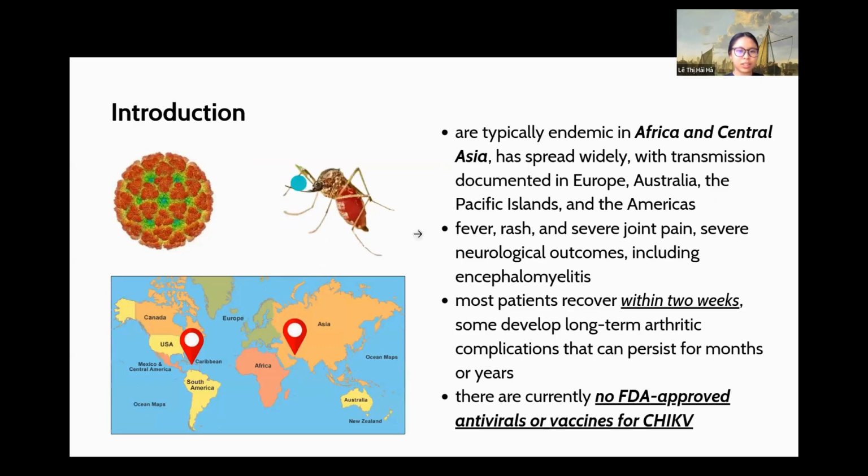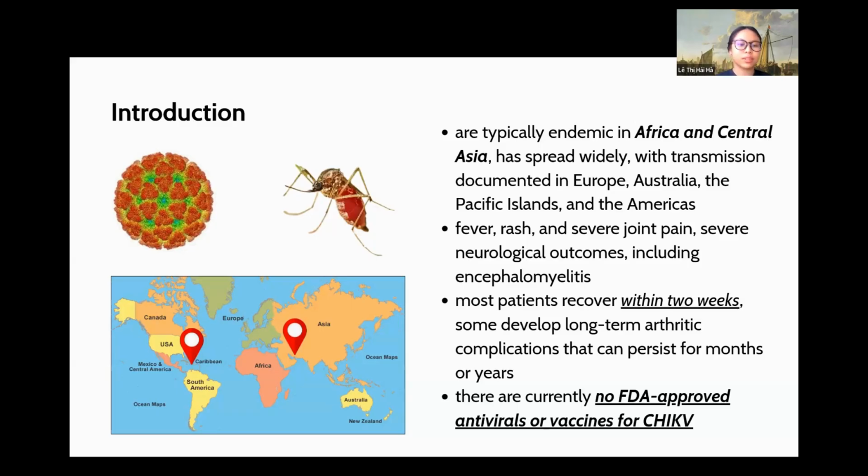As you can see here, it's a mosquito-borne virus that is typically endemic in Africa and Central Asia, and it has also spread widely, with transmission documented in Europe, Australia, the Pacific Islands, and even America. And because it is transmitted by mosquitoes, it is really prevalent in Southeast Asia, especially in my country, Vietnam, in the rainy season, where conditions favor mosquito reproduction.